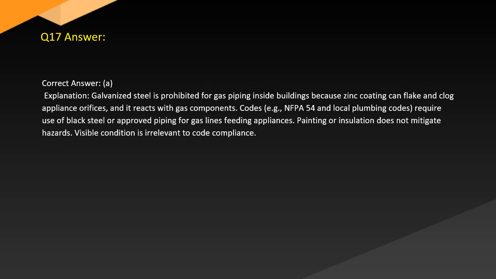Answer. Correct answer: A. Explanation. Galvanized steel is prohibited for gas piping inside buildings because the zinc coating can flake and clog appliance orifices, and it reacts with gas components. Code: NFPA 54 and local plumbing codes require use of black steel or approved piping for gas lines feeding appliances. Painting or insulation does not mitigate hazards. Visible condition is irrelevant to code compliance.